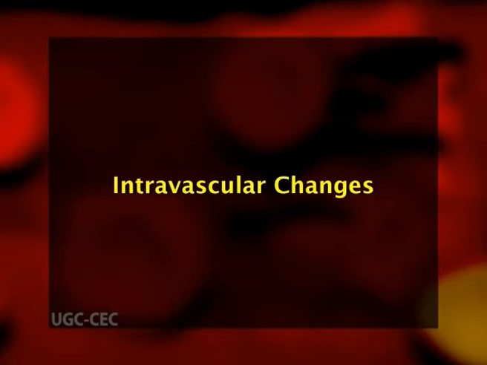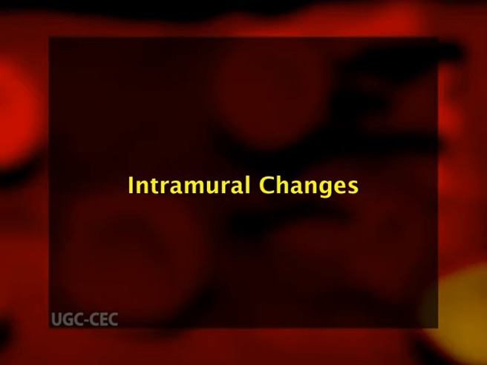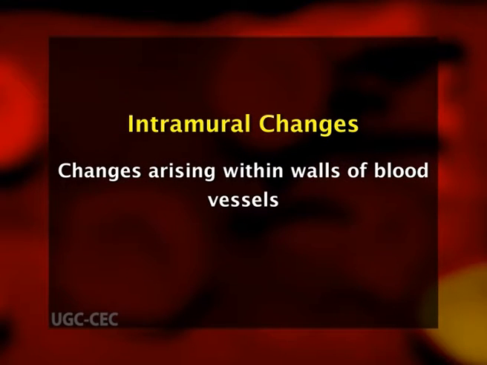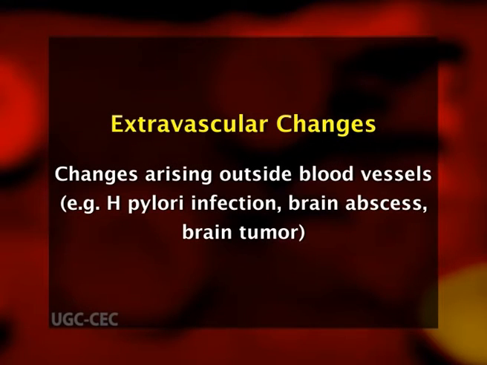Medical bleeding denotes hemorrhage as a result of an underlying medical condition, that is causes of bleeding that are not directly due to trauma. Blood can escape from blood vessels as a result of three basic patterns of injury. Number first is intravascular changes, that is changes of the blood within vessels. Number second, intramural changes, that is changes arising within the walls of blood vessels. Number third is extravascular changes, that is changes arising outside blood vessels, for example Helicobacter pylori infection, brain abscess and brain tumor.